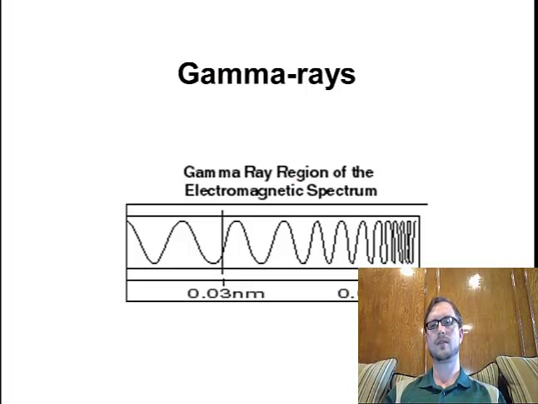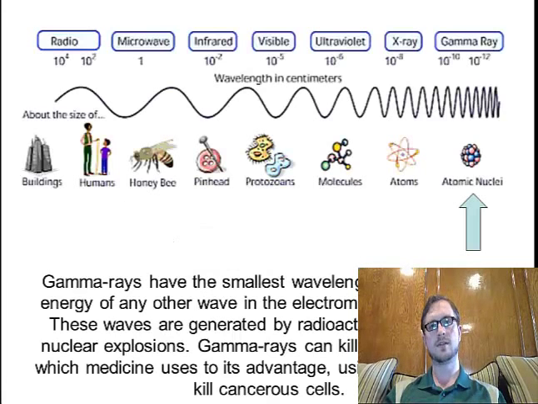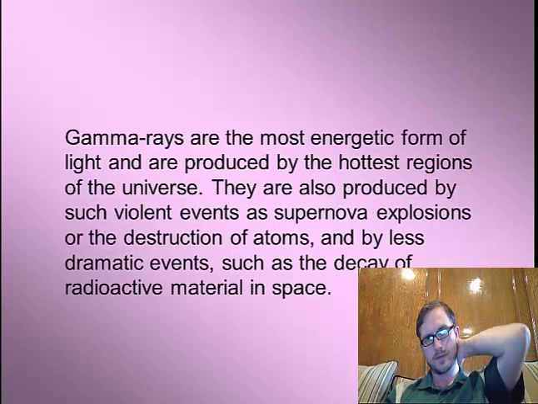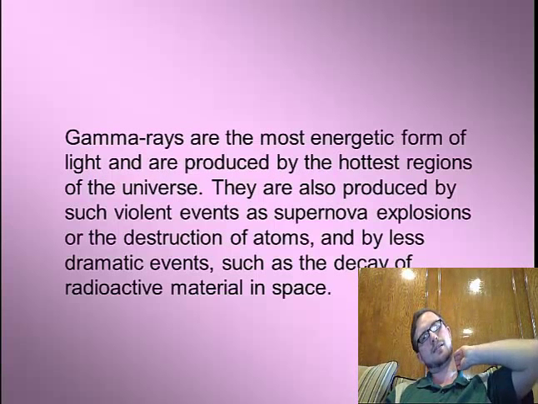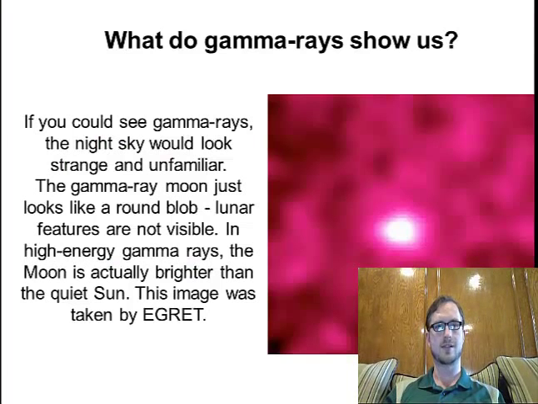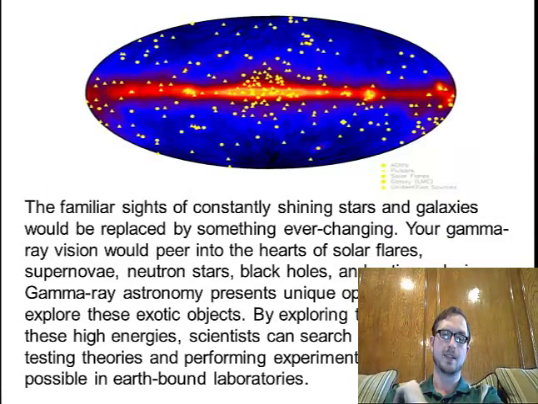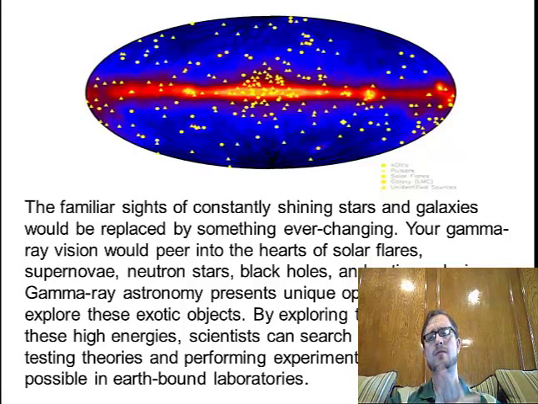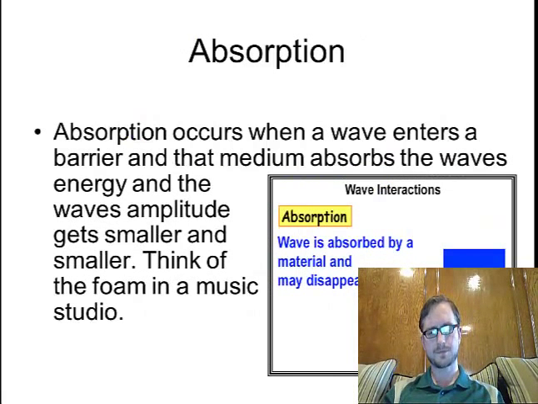Gamma rays are our highest energy rays. They're pretty rare because they're so energetic. They have a very small wavelength. They only happen in, you know, the destruction of stars and atoms and things like that. So they happen in very high energy situations: nuclear events, destruction of atoms, that kind of thing.